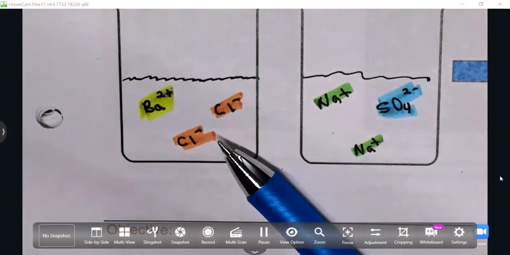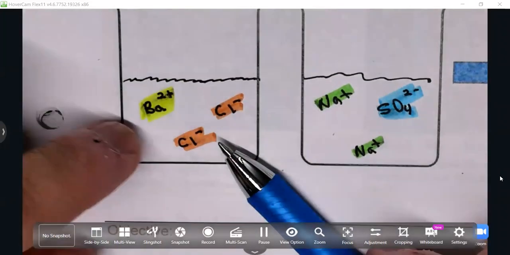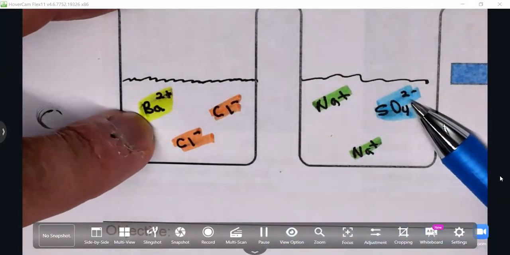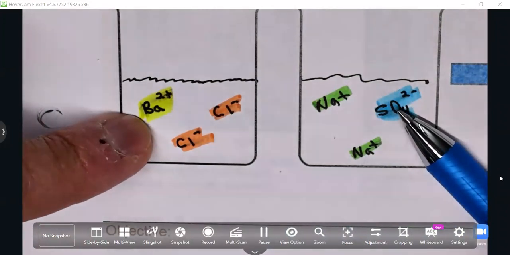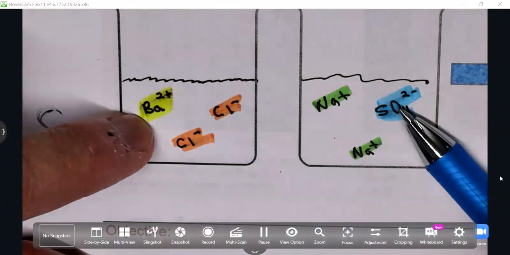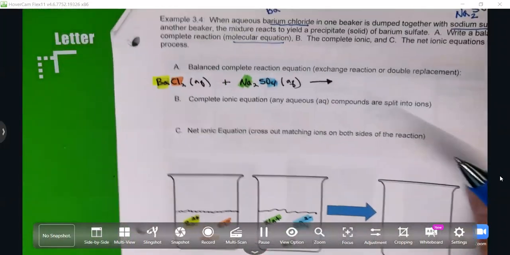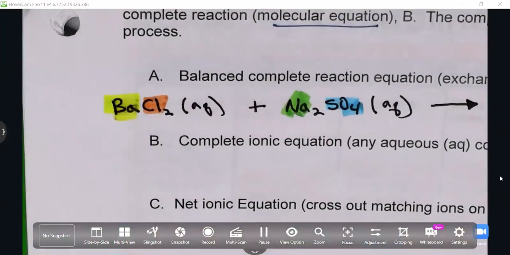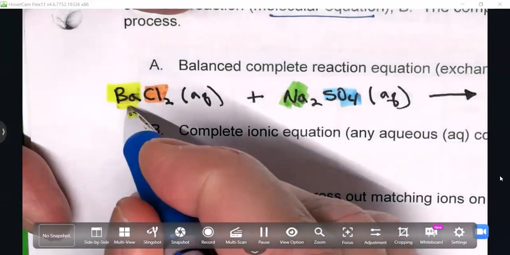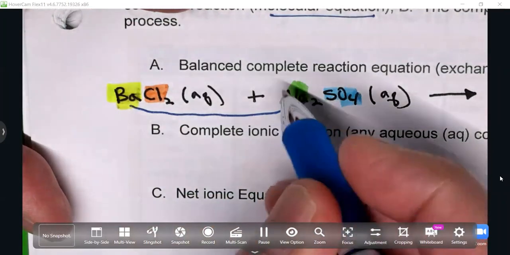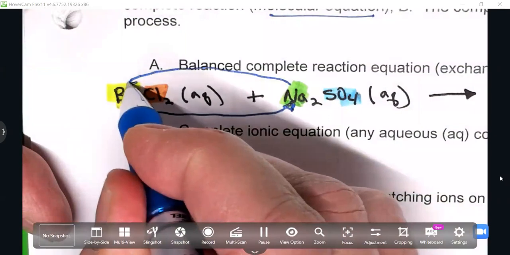And we have to consider: is the attractive force between the positive ion in this beaker and the negative ion in this beaker so strong that water cannot keep them split apart, and they're going to form a solid? So in order to consider that interaction, what we do, this is called a double replacement reaction, is we switch the positives. So I draw something like this. I'm saying barium is going to take the place of sodium. Sodium is going to take the place of barium.